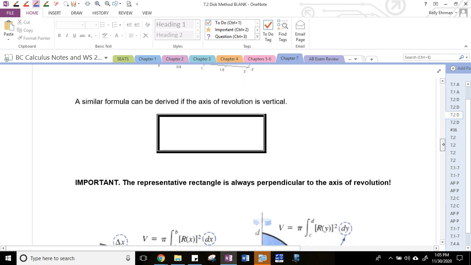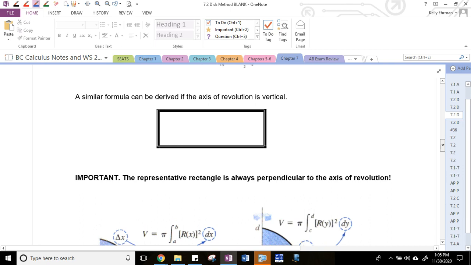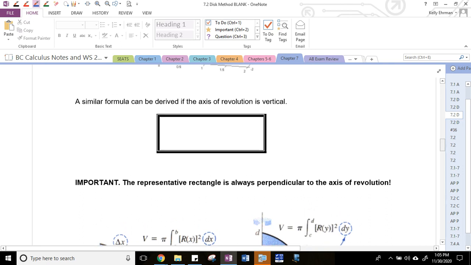Now, we can also have a vertical axis of revolution. Rather than spinning something around the x-axis, maybe we do it around the y-axis. It doesn't change the formula setup very much. The volume is still the integral from a to b of pi times r squared, but it'll be dy because r is in terms of y.